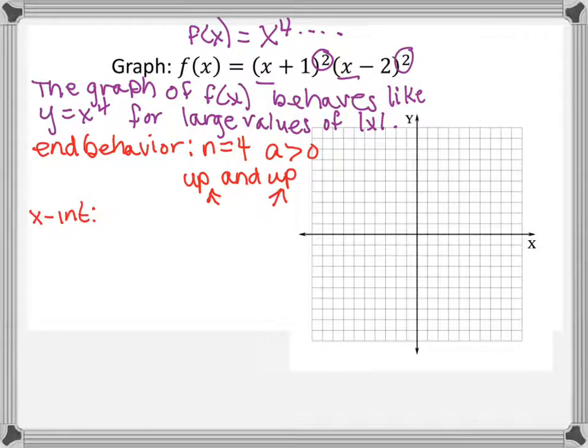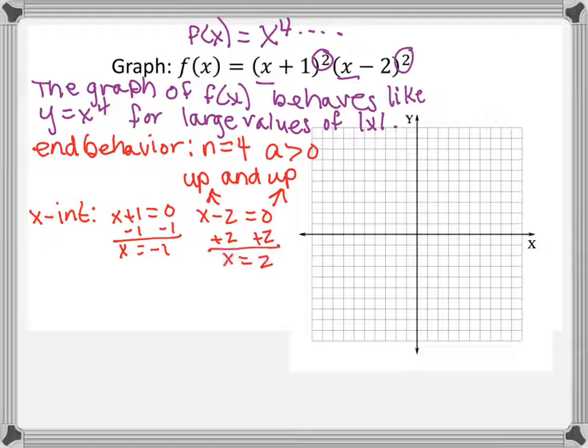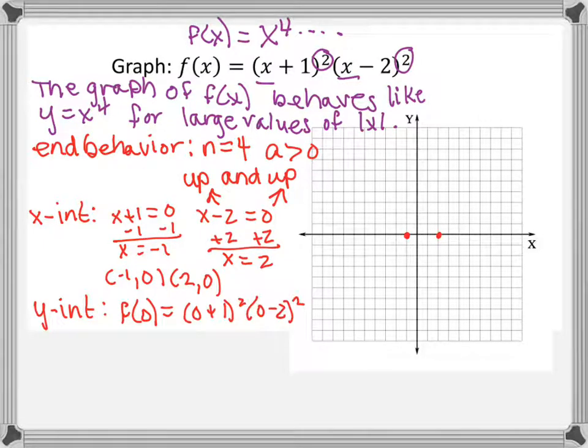To find our x-intercepts, we'll set our factors equal to 0. So x plus 1 equals 0, x minus 2 equals 0. Solving for x, x equals negative 1, x equals 2. So we have two x-intercepts, one at (-1, 0) and one at (2, 0). Plotting them, we have (-1, 0) and (2, 0). For the y-intercept, we need f of 0. So substituting 0 in for x, we get (0 plus 1) squared times (0 minus 2) squared, or 1 squared times negative 2 squared, which is 4. So we have a y-intercept at (0, 4), which we can plot.